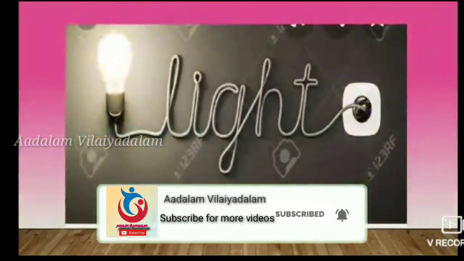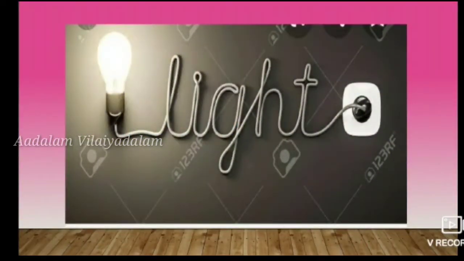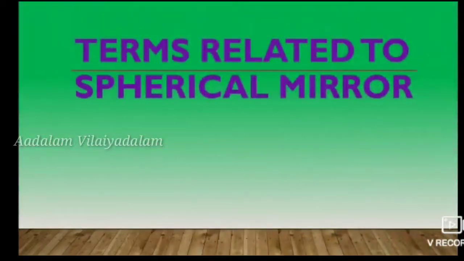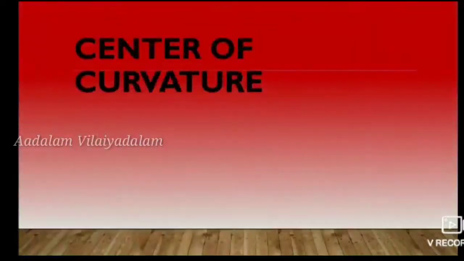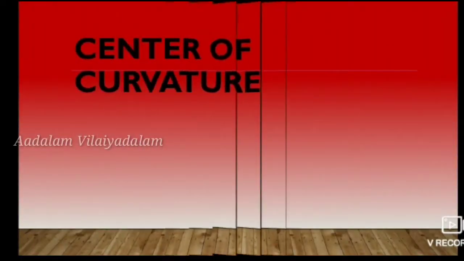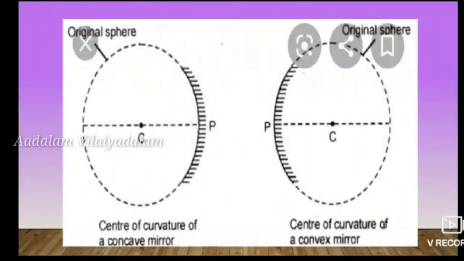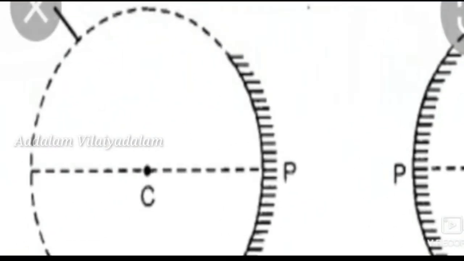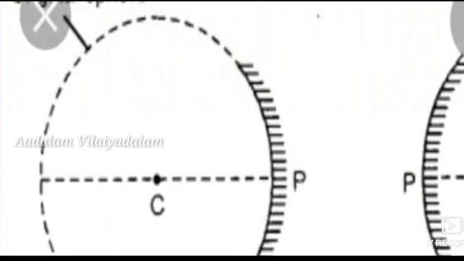In the previous video class, I explained about types of mirror and terms related to spherical mirror from the lesson Light, Unit 3. Let us explain once again the terms related to spherical mirror. The first one is center of curvature. It is denoted by the letter C. In this picture, C, the center of curvature, is the center of the sphere.